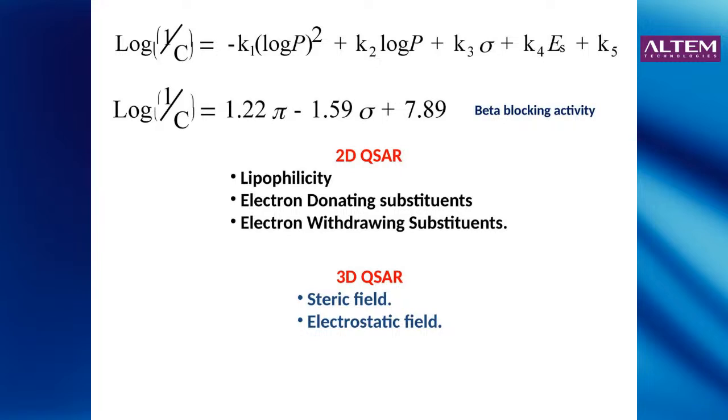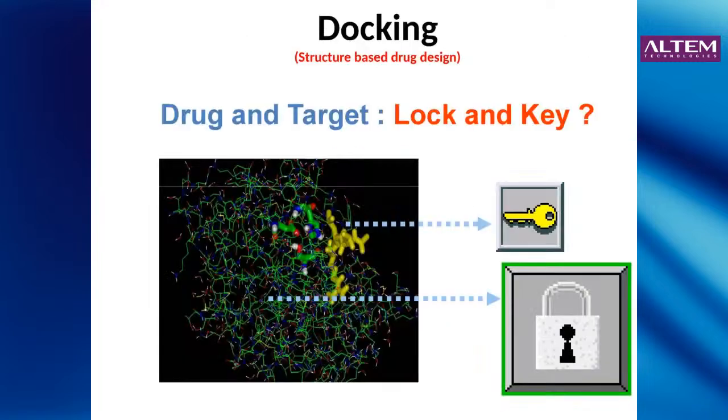Next method is molecular docking. In molecular docking, you know about the target. Previously, in the case of QSAR, you were not aware of the target. You already knew about the available molecules. But now suppose you already know the target, and even the target protein is available in PDB. Once the target protein is available in the PDB, you know about the active site also.